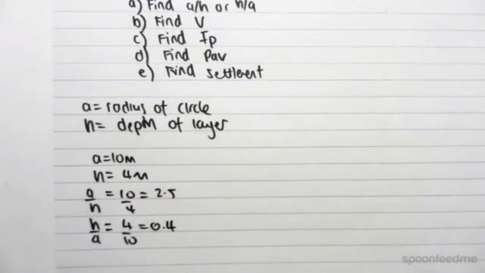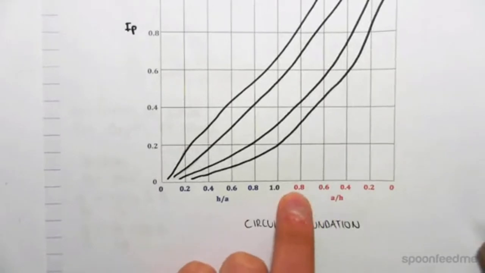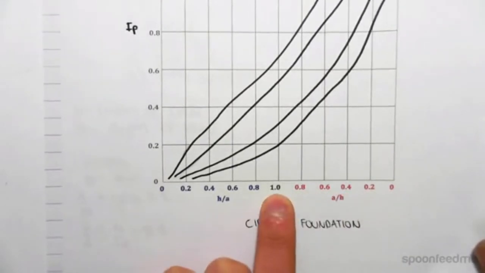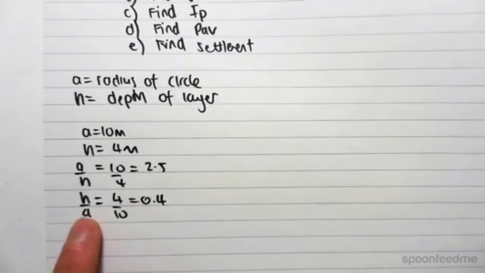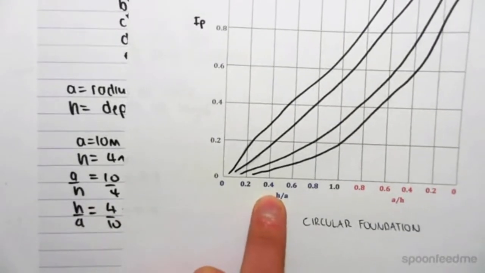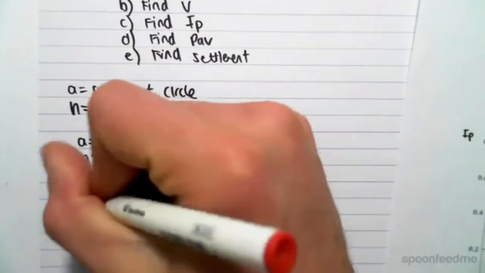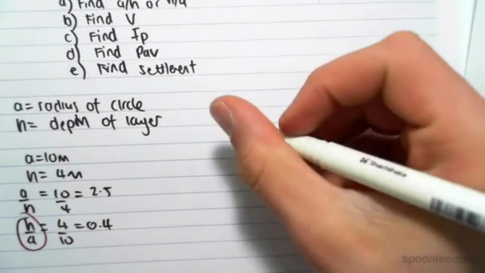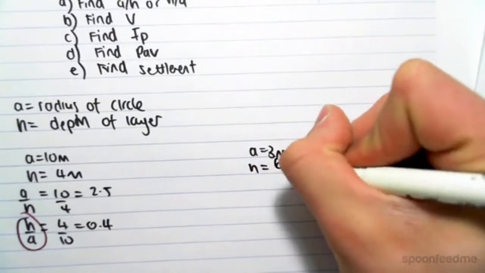So if we come across to our graph now, which value would we use? We have A on H equals 2.5. You can see 2.5 isn't in the range from 0 to 1. That's in the red, where 1 is common between H on A and A on H, whereas H on A equals 0.4. That is in the range for H on A, which means that we'd have to use H on A as the value.